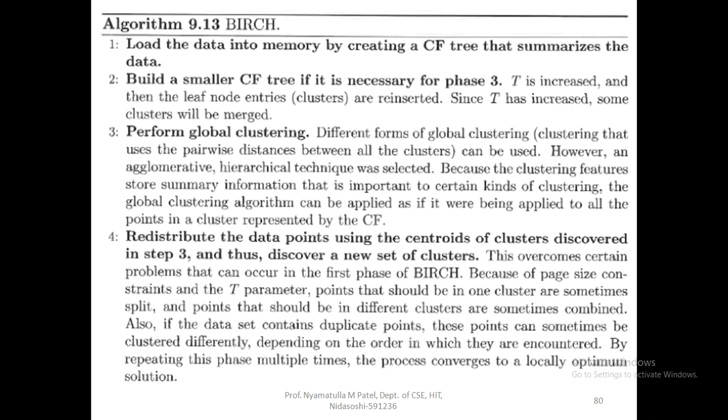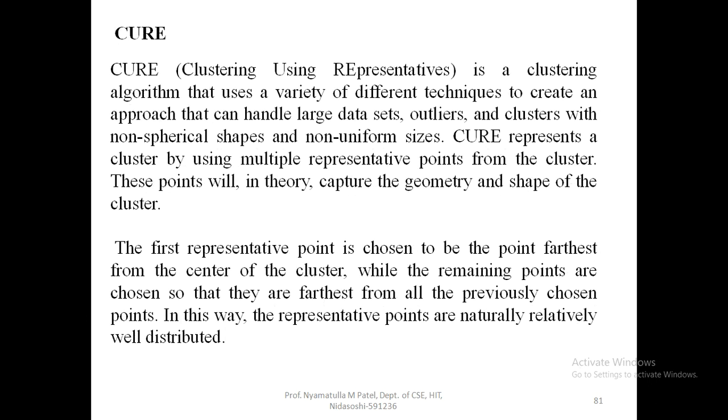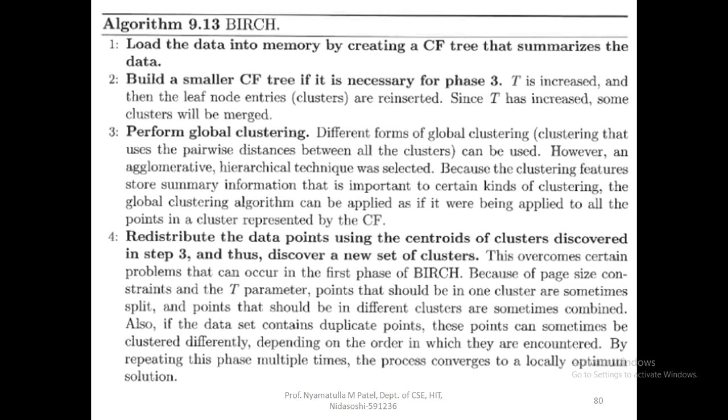Then perform global clustering. Different forms of global clustering can be used. However, an agglomerative hierarchical clustering technique was selected because the clustering feature stores summary information that is important to certain kinds of clustering. So, the global clustering algorithm can be applied to all the points in a cluster represented by the CF, then redistribute the data points using the centroid of the clusters discovered in step 3 and thus discover a new set of clusters.